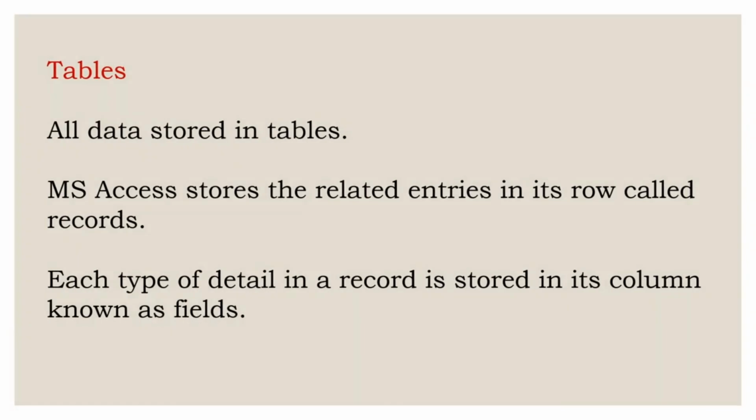First, we can start with tables. All data stored in tables. MS Access stores the related entries in its row called records. Each type of detail in a record is stored in its column known as fields.